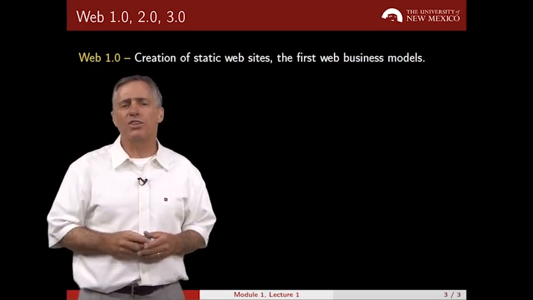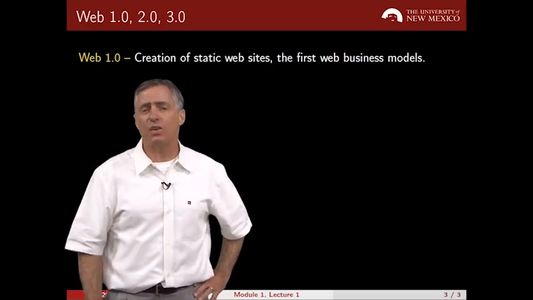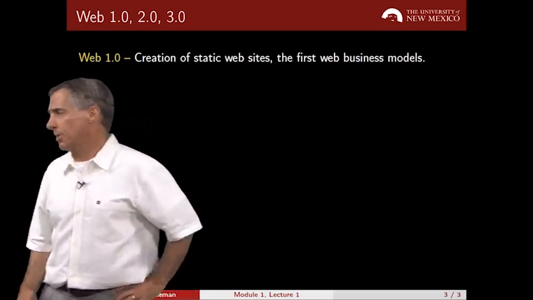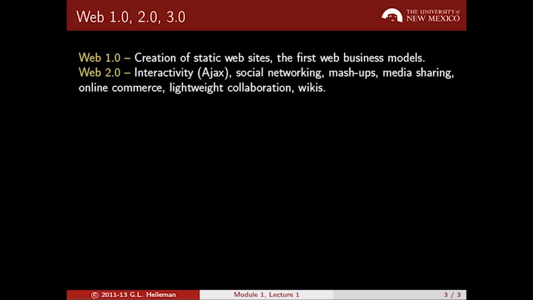Web 1.0 architectures involve the creation of static web pages, and this is when the first web browser came about. Web 2.0 involved more interactivity. This is this notion of AJAX that we'll talk more about in this course. Social networking became more prominent on the web. Mashups, media sharing, online commerce was fostered by Amazon and others. There was some lightweight collaboration taking place, and the first wikis appeared.